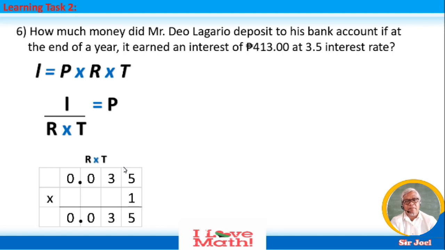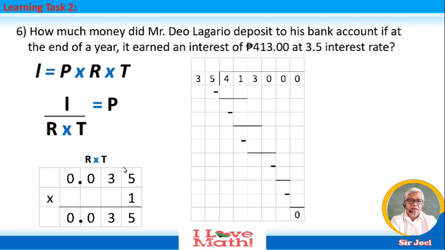Ayun, klarong-klaro sa problem. At the end of a year. A year. Ibig sabihin, isang taon. Okay? Kaya, rate times time is equivalent to 0.035. Okay? To continue, divide mo lang yung 413 sa 35. Okay? Bakit naman 413 sa 35?